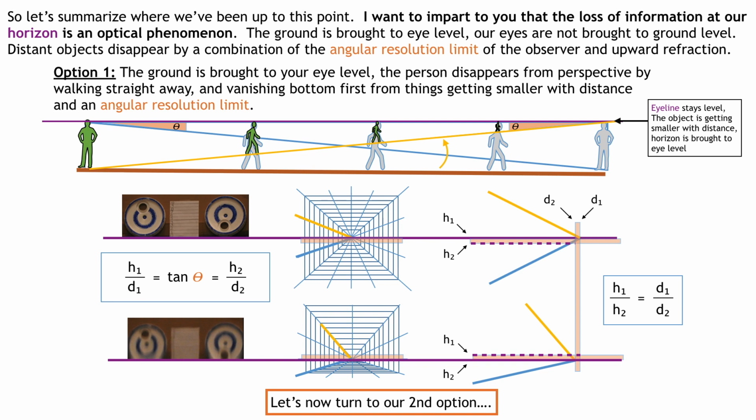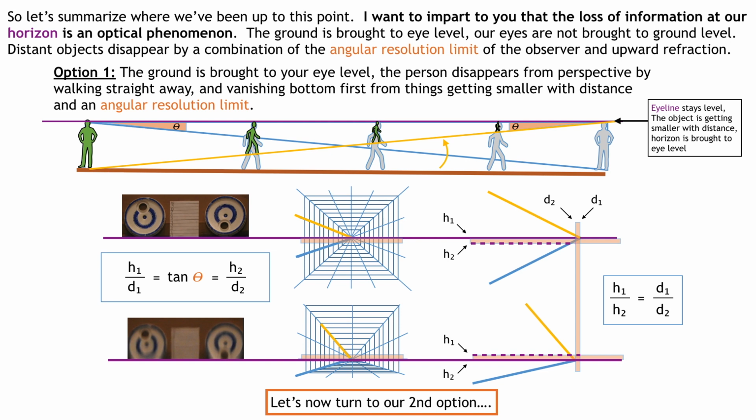If the object starts out above your horizon line and travels straight away from you, it will appear to descend until it hits the purple, essentially eye line or vanishing line, at which point it will set. And so we've summarized that phenomenon here as h1 over d1 equal to tan theta equal to h2 over d2, or summarized as h1 over h2 equal to d1 over d2.